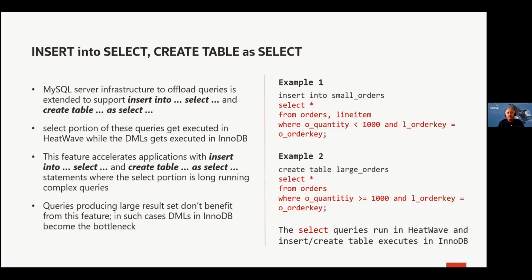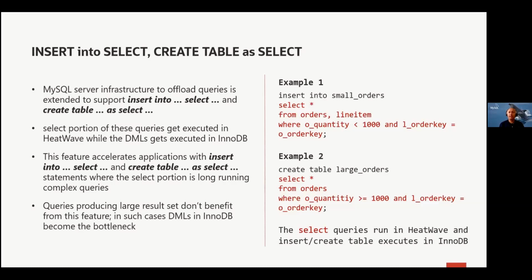Take the case of example 2. There's this query, select star from orders with some predicate. The rows which are being returned from this are the ones which are being created, right? And there's a table being created for this. Now, the request has been: can we offload the select part of the query to HeatWave? Because please bear in mind, HeatWave is an in-memory engine, but it does not do any DMLs, it does not do any DDLs. All of that is done by the MySQL database, by InnoDB.